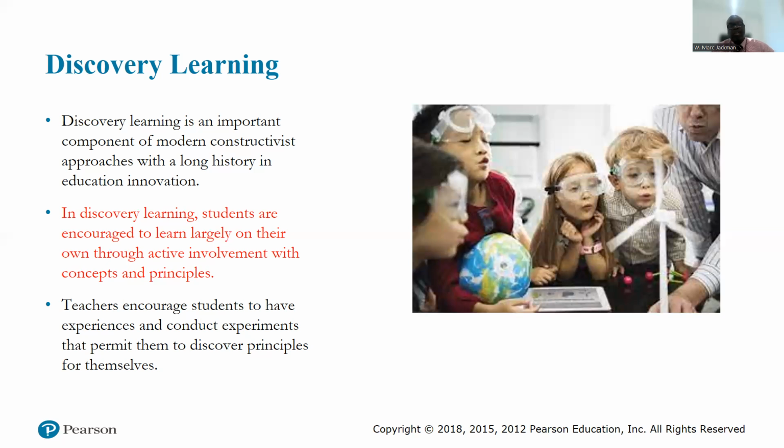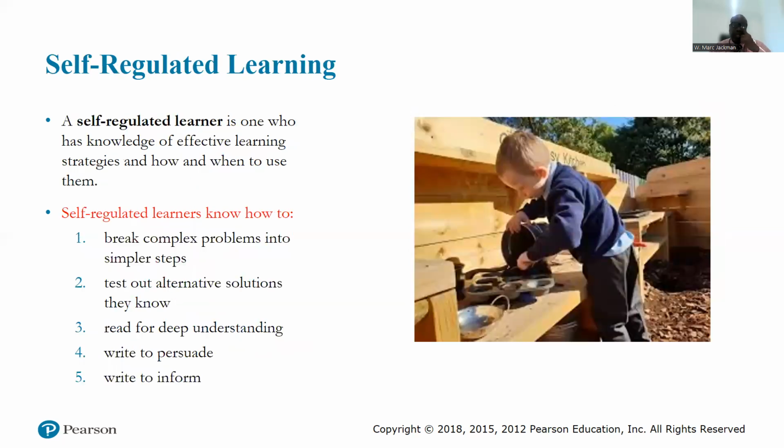And so they would do comparison and contrast with the additional research and find out what conditions are necessary for the germination of a seed. And in that way, they have discovered learning for themselves. So teachers also encourage students to conduct experiments, and allow them to discover the principles for themselves. This discovery learning often requires some level of self-regulated learning.